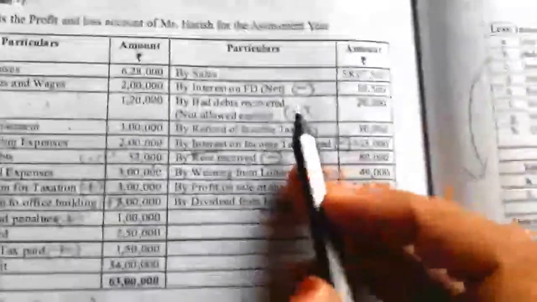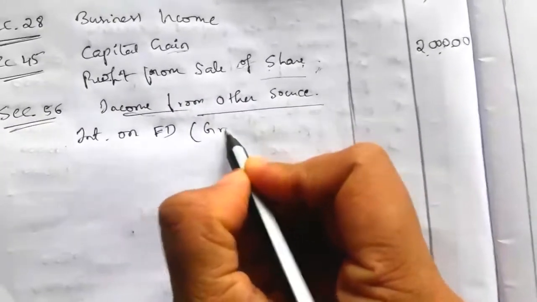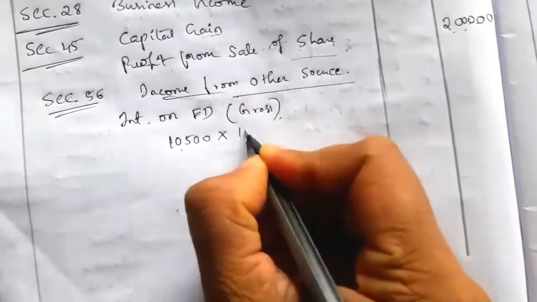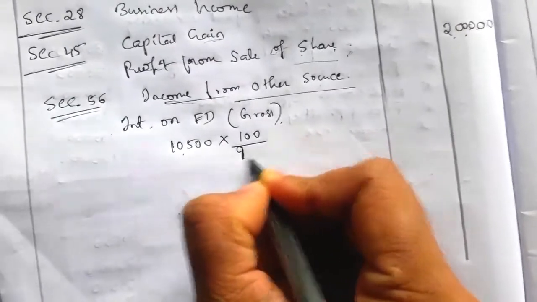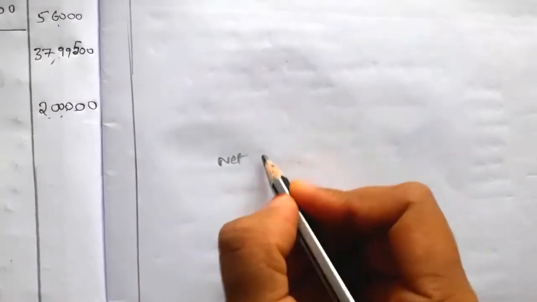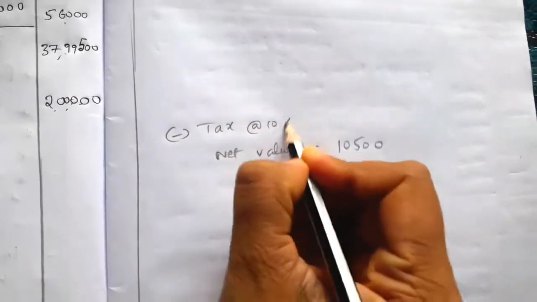Here the difference is that they have given the net value. While calculating the gross total income, all the values should be gross. So we have to gross up this value. The given value is how much? 10,500. So it should be grossed up, that is, 100 by 90. Why it is 100 by 90, I have explained in the last class. They have given the net value, that is 10,500. So it means the tax is deducted here. Tax at 10% is deducted.